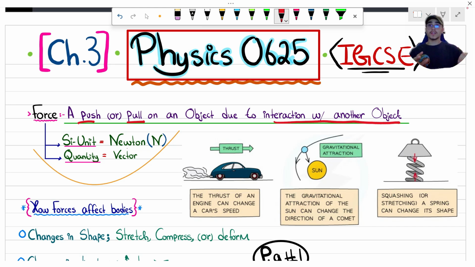Now that you've had a good basic idea of force, coming back to the syllabus. The SI unit of force is Newton, so forces are measured in Newton, and it's a vector quantity. Vector meaning it has both magnitude and direction.